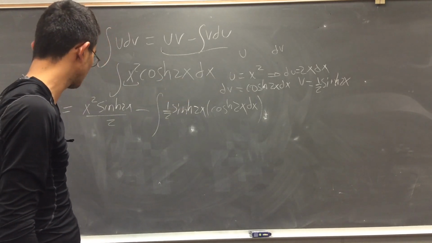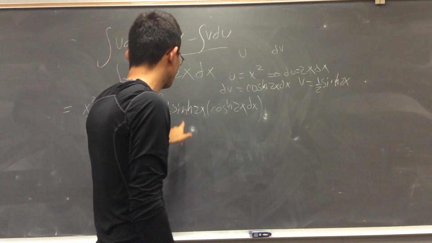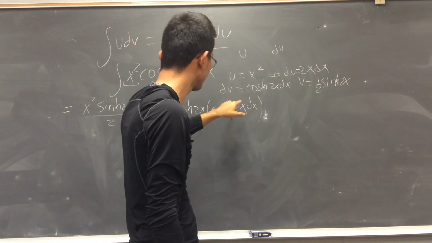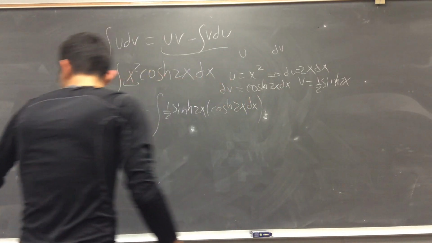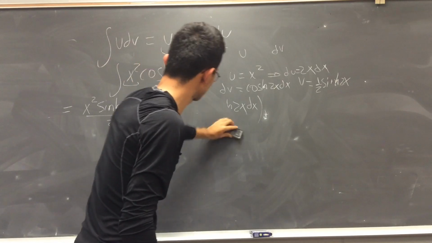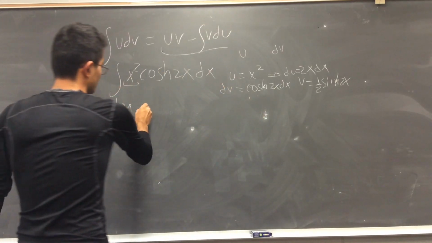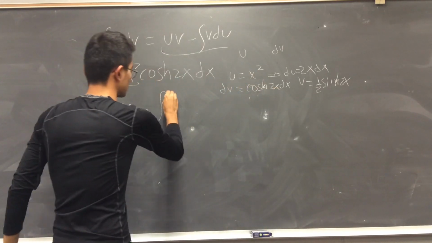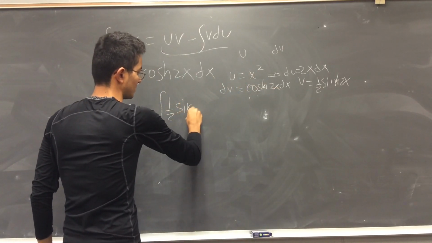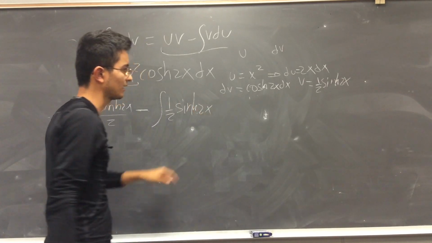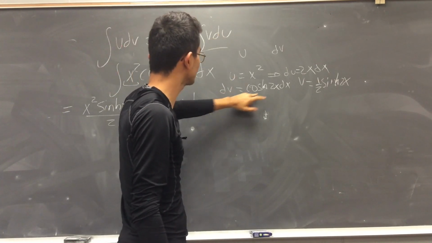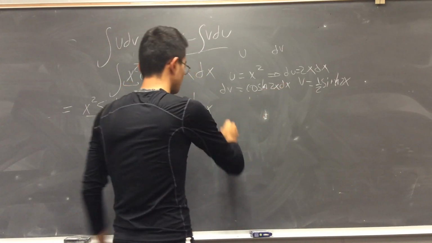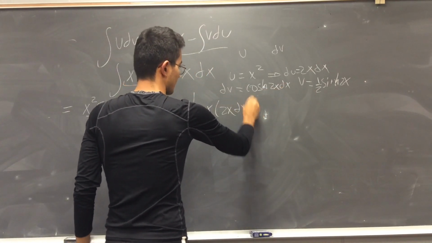Now, what happened here? Wait a minute. This is the integral of v du. I did v dv. No, this is not how it is. I apologize. Minus the integral of v. v in this case is a half sinh 2x, so that part was right, but du is not this. du is this. The v's and u's are kind of confusing. So it's going to be 2x dx.